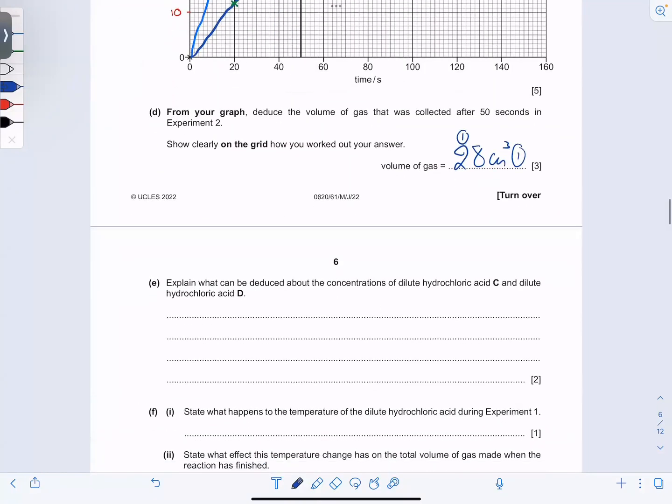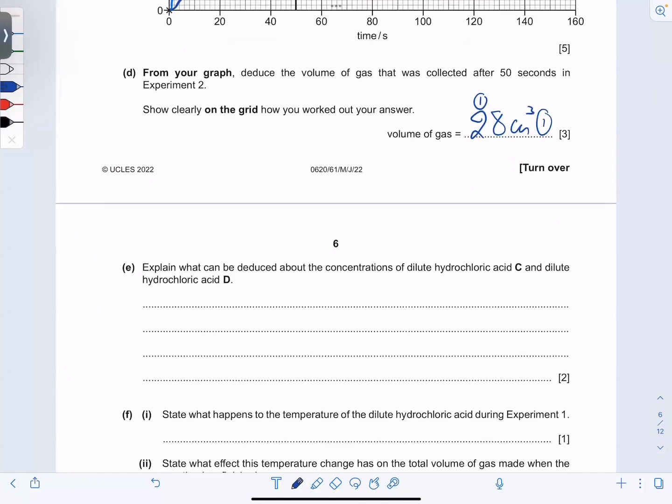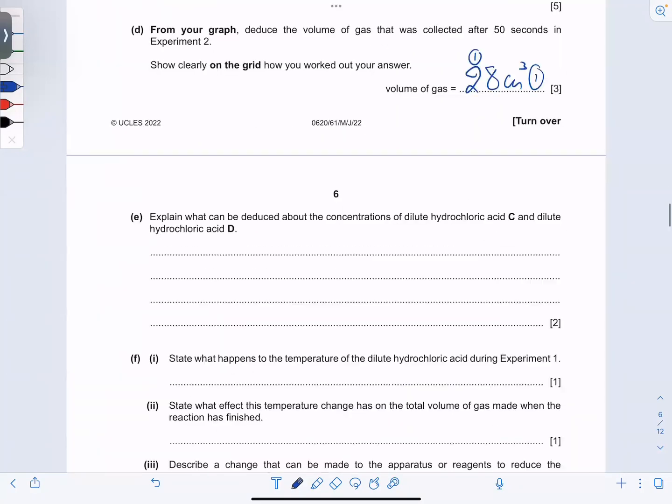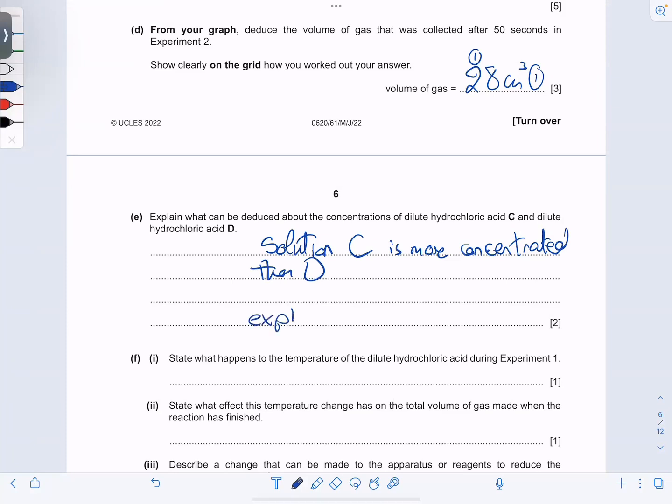Question E, explain what can be deduced about the concentration of hydrochloric acid C and hydrochloric acid D. Of course, from the graph we see that experiment 1 is a faster reaction. Therefore, solution C is more concentrated than solution D. And the reason for that is that experiment 1's reaction was fast. That's how we deduced that solution C was more concentrated.